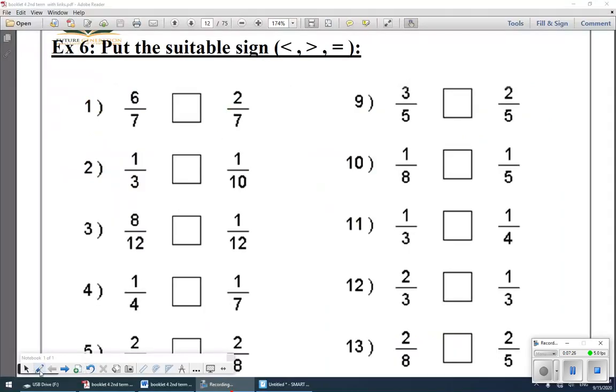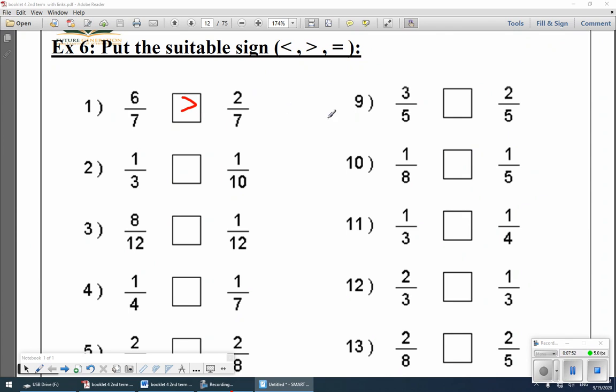Now let's solve this exercise from our booklet. Question A. We have 6 over 7 and 2 over 7. Which one is greater? We have here the same down number, 7 and 7. So the big numerator is the big fraction. 6 is greater than 2? Yes, 6 is greater than 2. So 6 over 7 is greater than 2 over 7.